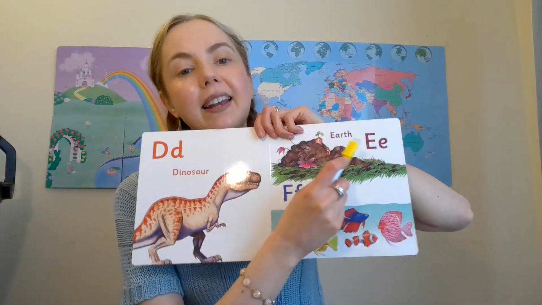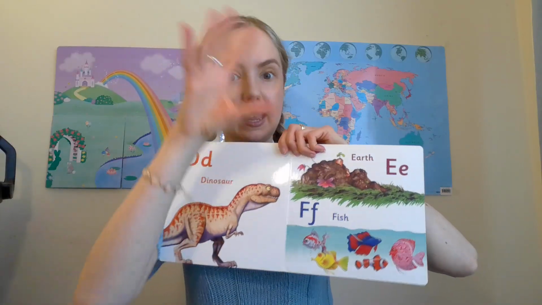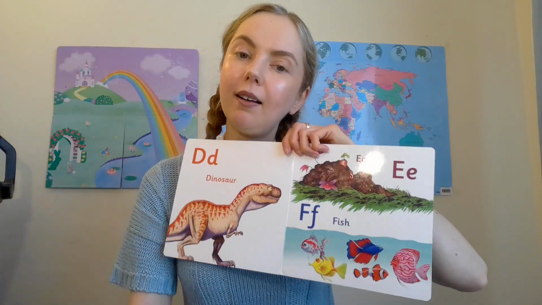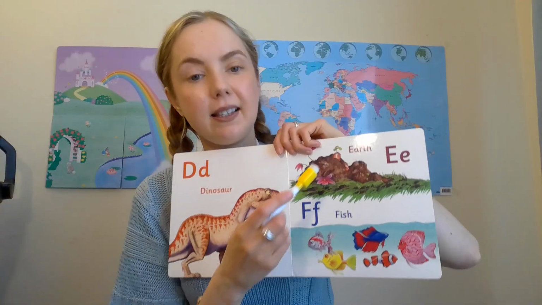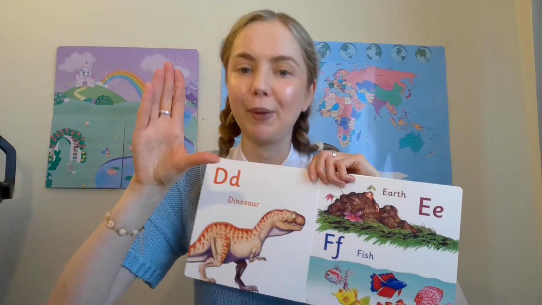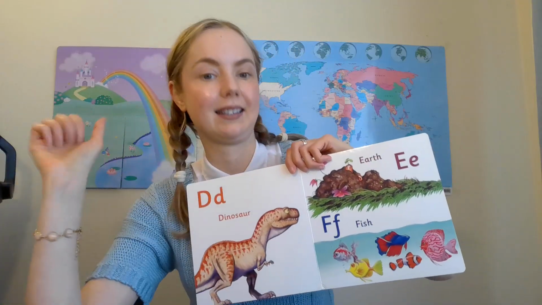Next letter, we've got E. Big E and small e. An E word. This is earth. Repeat after me. Earth. Yes.